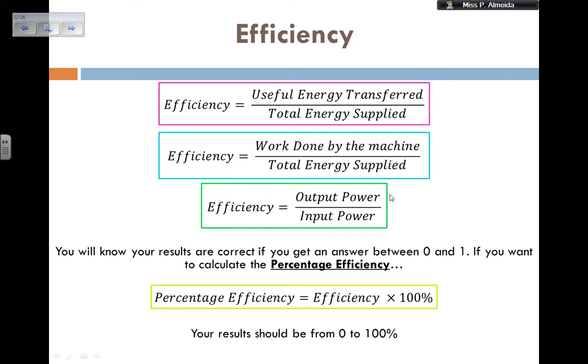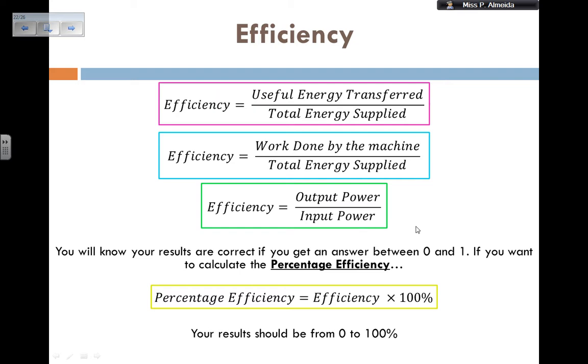So if you do a calculation and you get an efficiency that is larger than 1, then it means that something is wrong, okay? So you need to go over and look at your answers or your calculations. Now, efficiency does not have units because you have joules over joules, or watts over watts. So efficiency has no units.